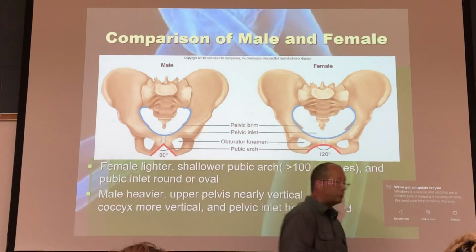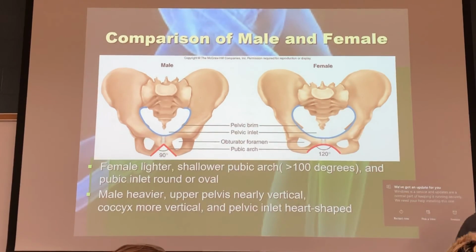Yes, here. You said pubic angle, so is that what it's called? That's what this is. Pubic arch and pubic angle are the same thing. Okay. Yeah.